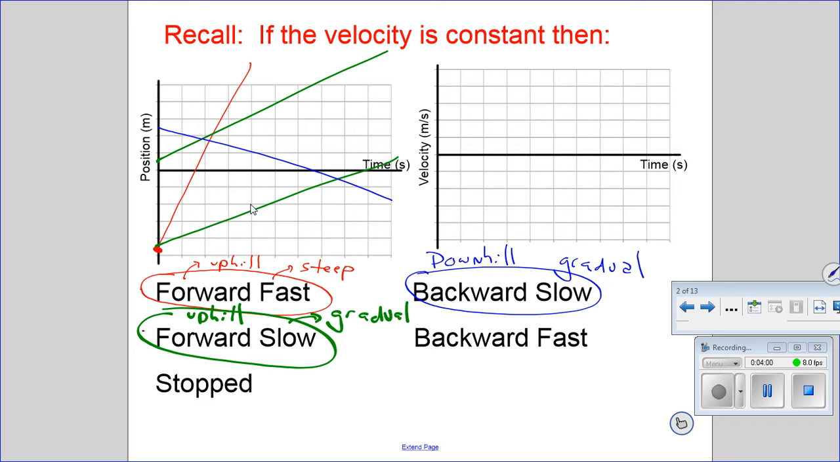Why are there two green ones? So why are there two green ones was the question, if you didn't hear it. Both of these green lines are going forward slowly. The only difference is the top one has a higher starting position.